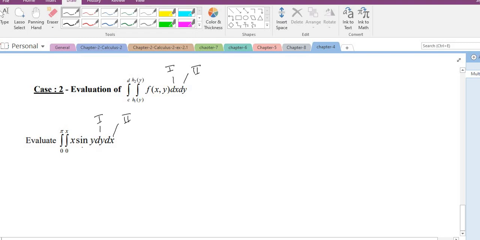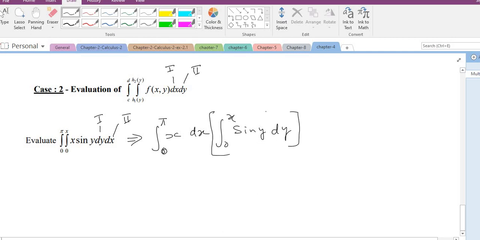So now I am going to integrate with respect to y. Keep in your mind that while integrating with respect to y, x will be treated as constant. So you can keep it outside or you can keep it here also. So I'm going to evaluate the integration with respect to y first. It means 0 to pi, and integrate from 0 to x of sine y dy first. This we need to integrate first.